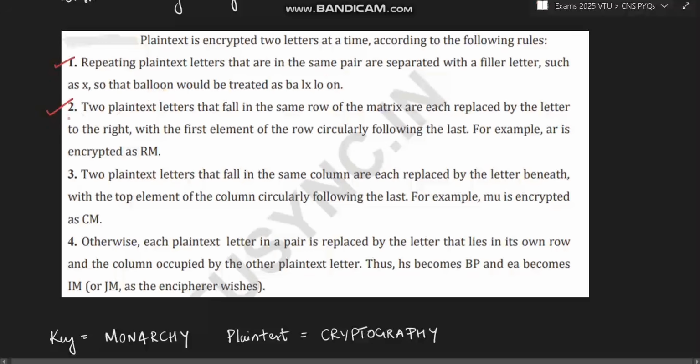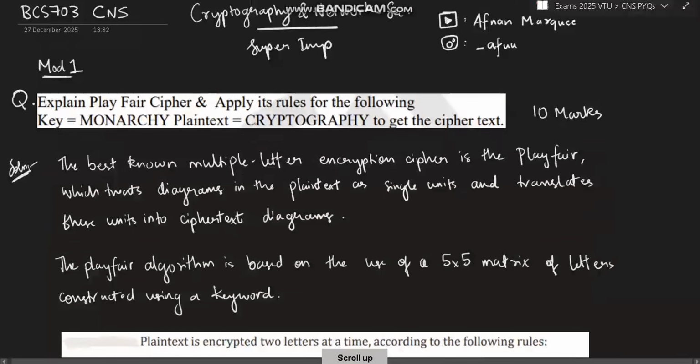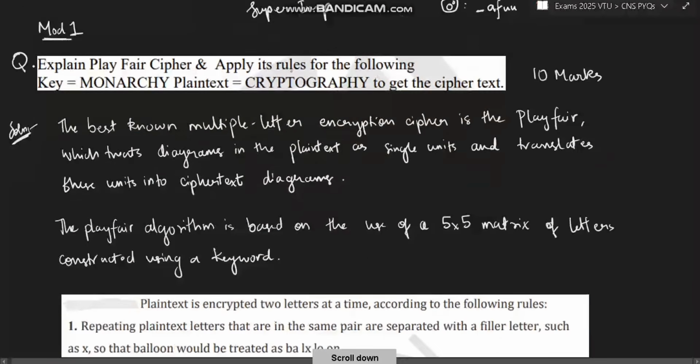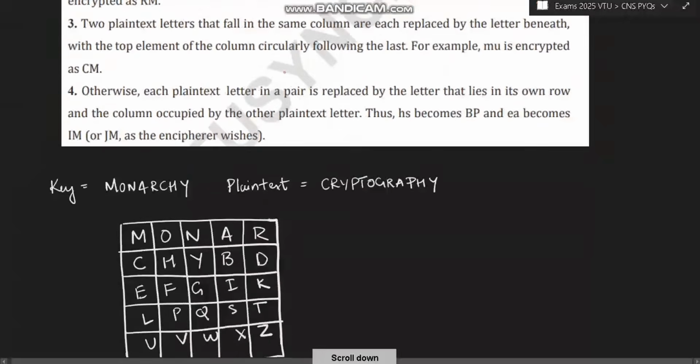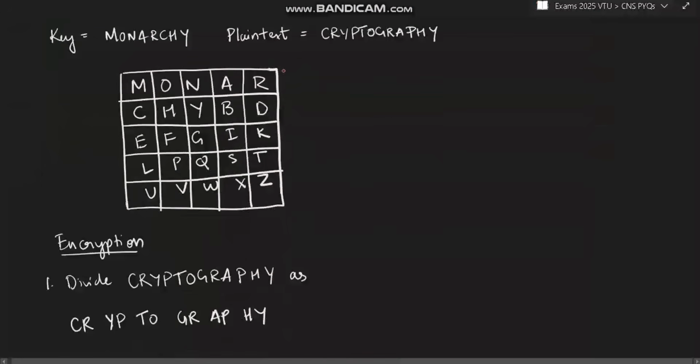Second rule is if two plain text letters fall in the same... Okay, second, third, and fourth rule. Okay, these three rules I'll be explaining using an example, because even if I read it, it won't make much sense. Okay, so basically, what is the data we have been given? Data means what are the things we have been given. Key will be given and a plain text will be given. Okay, so your first step would be very simple. If you listen one time very carefully, it will be sufficient for you.